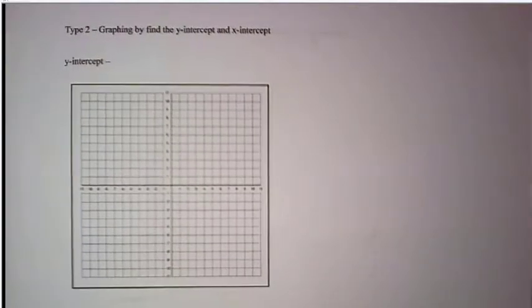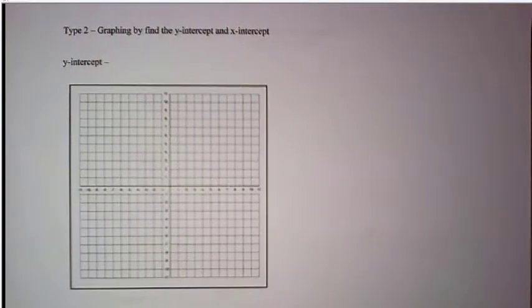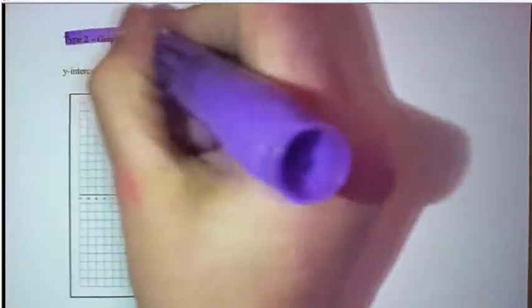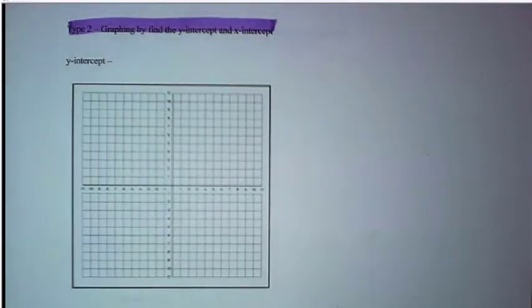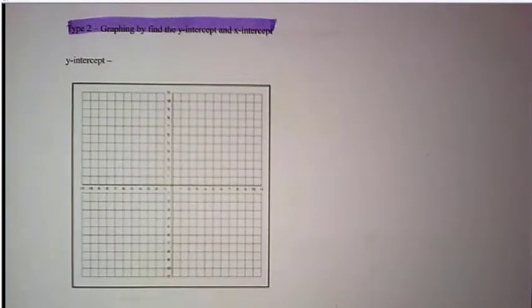Okay, so we're going to go on to our second way of graphing by finding 2 points. And this time we're going to be looking specifically at graphing by finding the x and y intercept of a line. So before we start that, I want to go ahead and define for you the y-intercept and the x-intercept, and then we'll do a couple of examples.